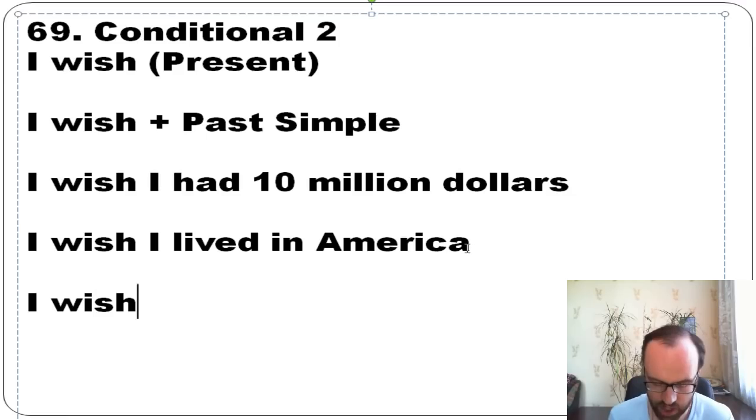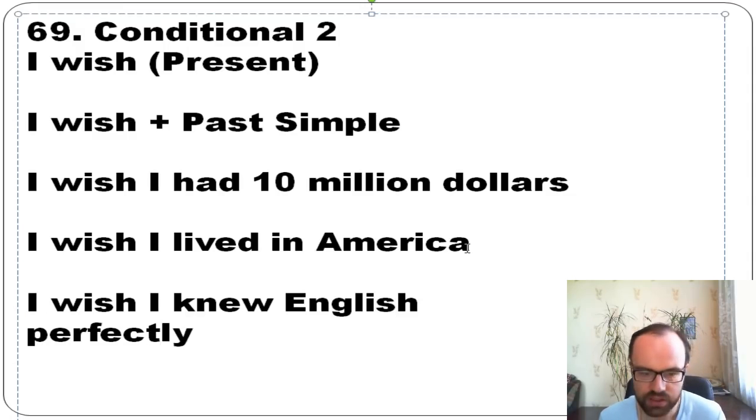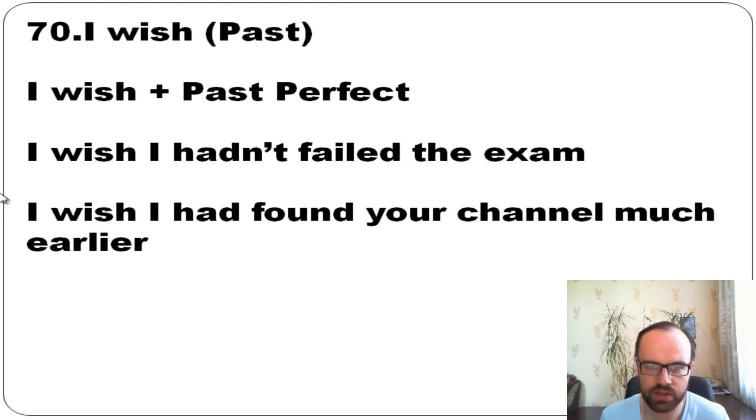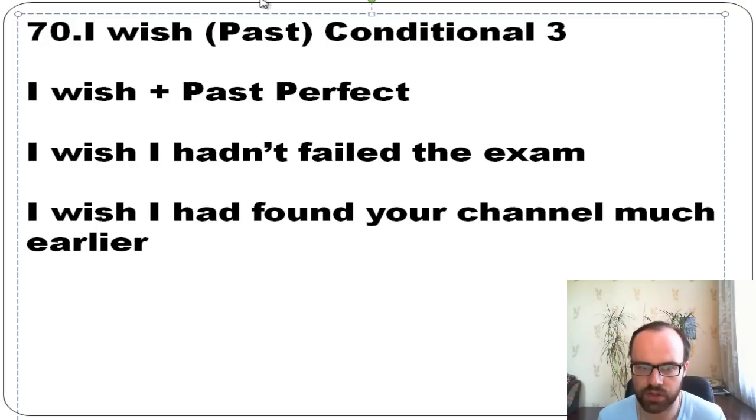Or maybe someone can say, I wish I knew English perfectly. But it's difficult. It's really difficult. Just a wish. Okay? And it can be the same in the past. So I wish. And when we talk about the past, we use past perfect. It's the third conditional. Look, I wish I hadn't failed the exam. It's just my wish, but I failed it. I wish I had found your channel much earlier, but I didn't find it. So it's my wish.